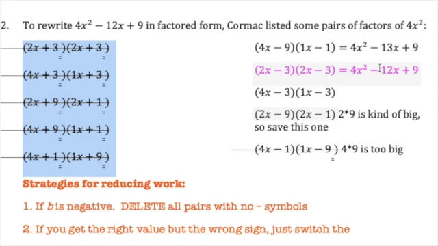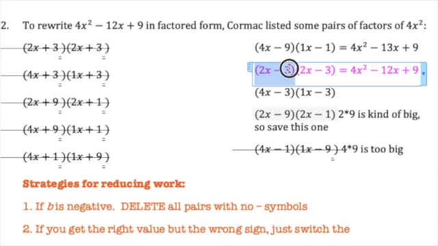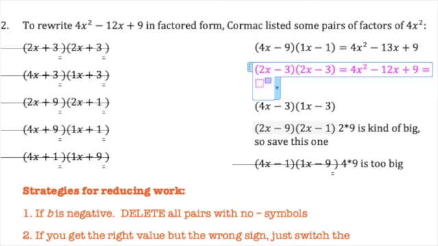So there's my right answer: 4x squared minus 12x plus 9. Now notice, that's the same term multiplied by itself twice. So I could also write that as 2x minus 3 squared.